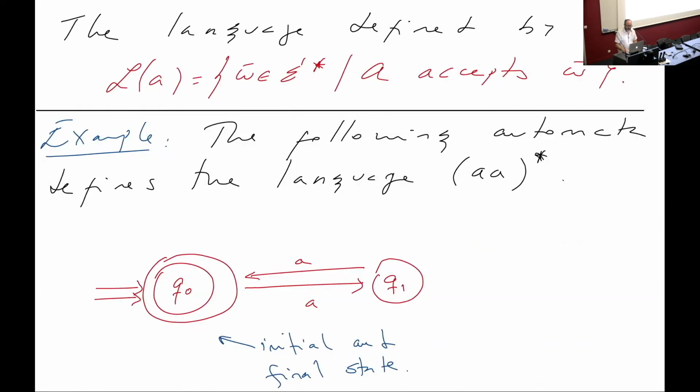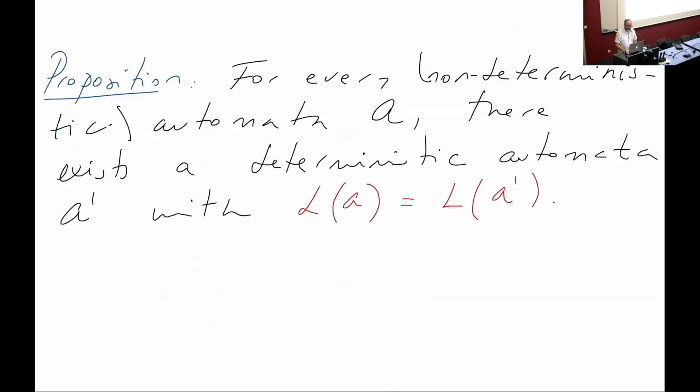So this is an automaton, for instance, that accepts the language a star. I'll go quickly. What is important for us, for the sake of this lecture, is that if we start from a non-deterministic automaton, an arbitrary automaton, we can always build a deterministic automaton that accepts exactly the same words. Said in a different way, the languages accepted by automata are precisely the languages defined by deterministic automata. That's important.